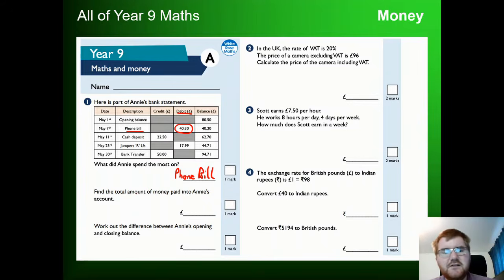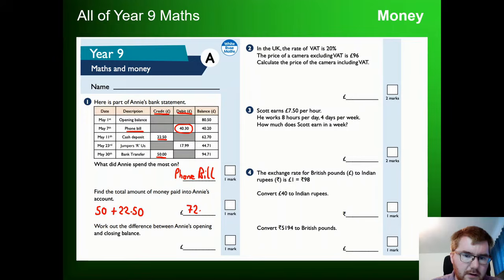And now we need to find out the total amount of money that Annie paid into the account. So it's going to be our credit column. So she paid in £22.50 here and a bank transfer of £50. So we need to add together £50, £22.50, and that then gives us £72.50. Really important skill to know how to work this out.